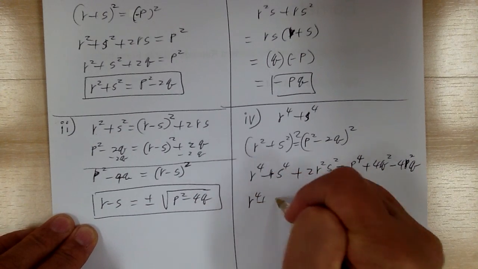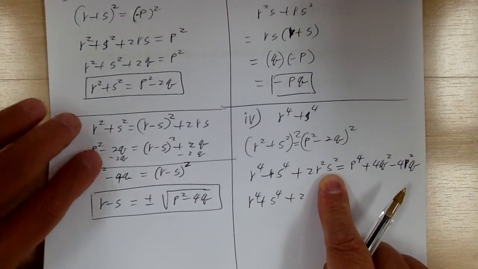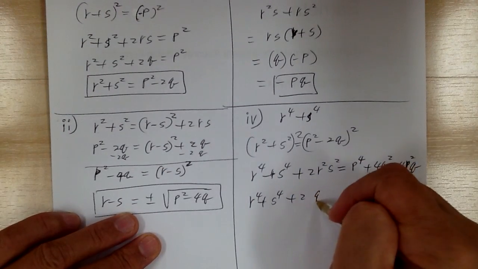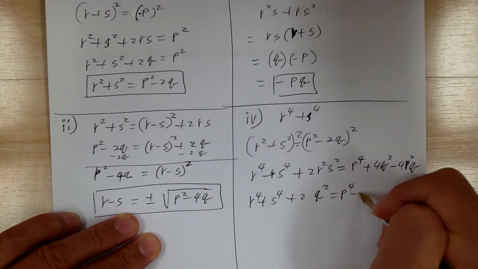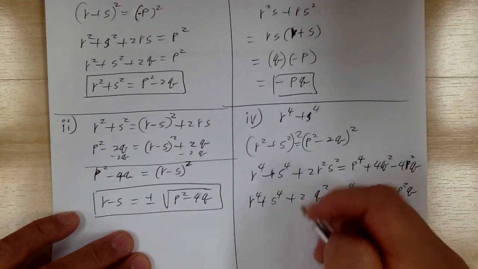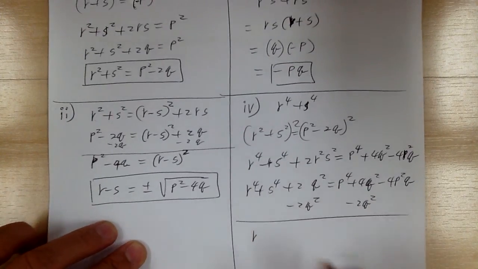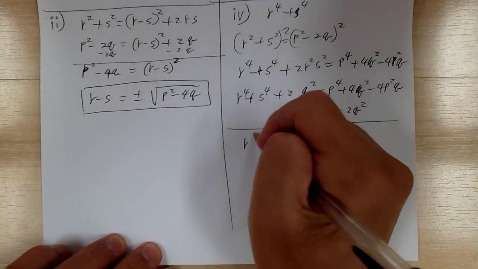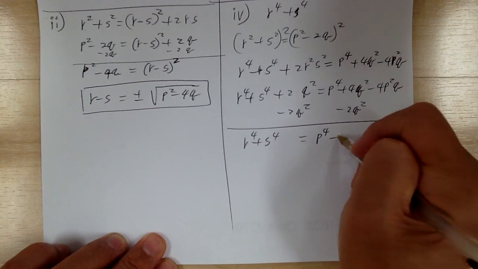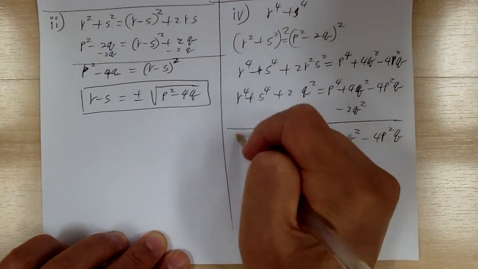Okay, so r to the 4 plus s to the 4 plus 2, what's the rs? Oh, right over here. So rs is equal to q, so r squared s squared is q squared. Okay, so minus 2q squared. So r to the 4 plus s to the 4 equal to p to the 4 plus 2q squared minus 4p squared q. Okay, so not too bad.